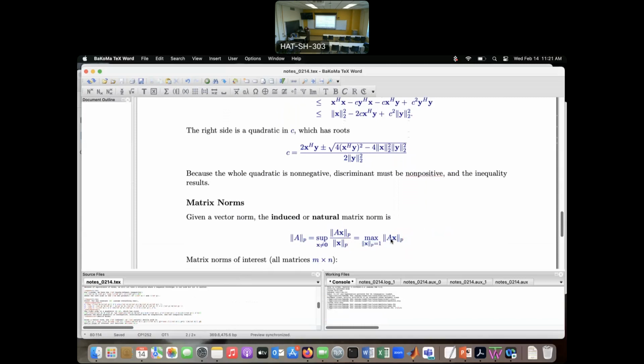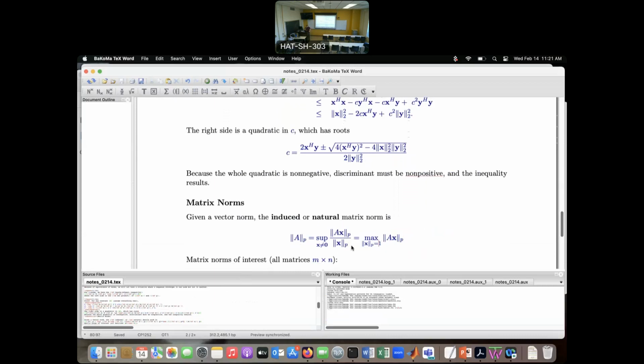The reason why I can say max in this case is that the set of all vectors with magnitude 1 is a compact set. And as we know from real analysis, a continuous function on a compact set has a minimum and a maximum.